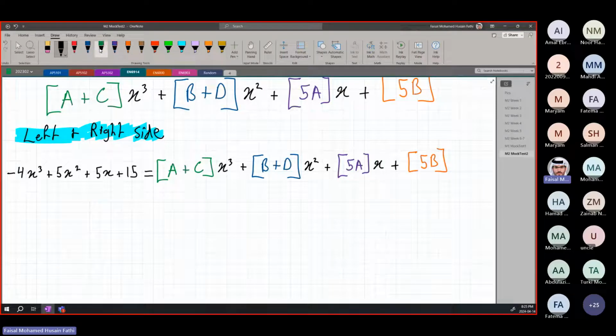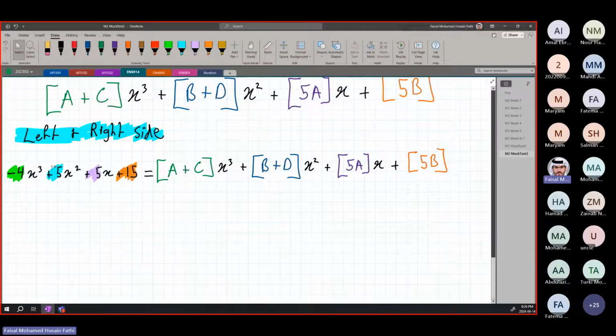Again, now we're going to compare the x cubed factor with whatever x cubed we have here. هني x cubed شنو عندنا؟ عندنا minus 4. Okay. x squared شنو عندنا؟ عندنا هني plus 5. x شنو عندنا؟ عندنا plus 5 again. Oops, wrong color. Plus 5. وال15 شنو عندنا اللي بدون x? We have plus 15. Okay, just the values, not the x. We're just looking at their coefficients.